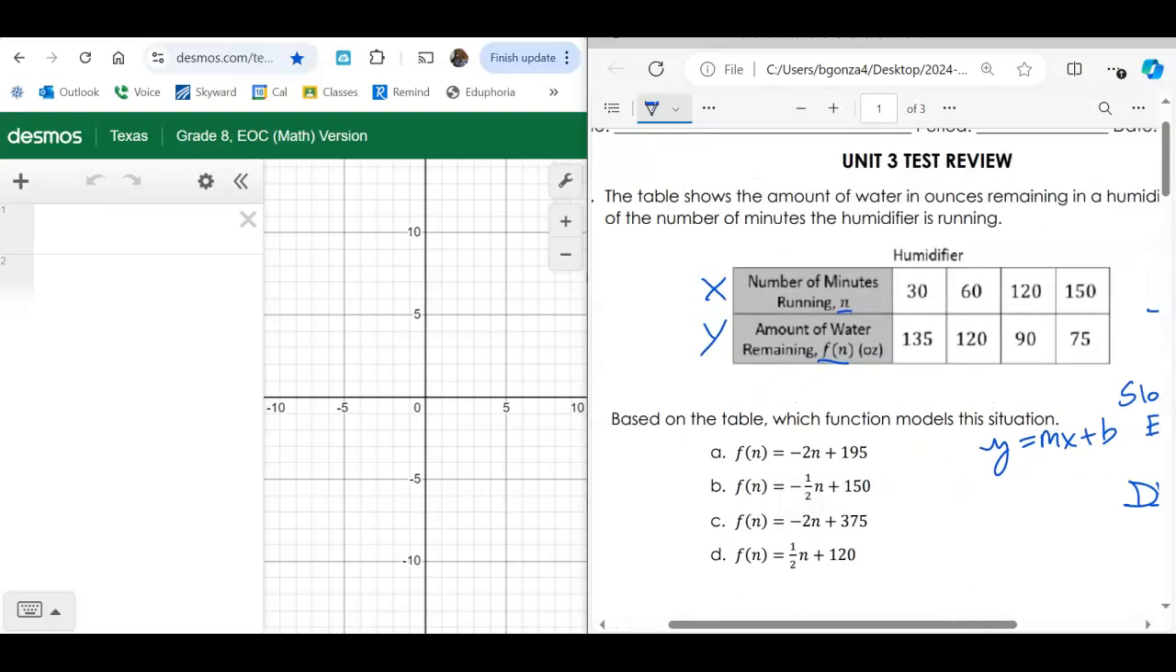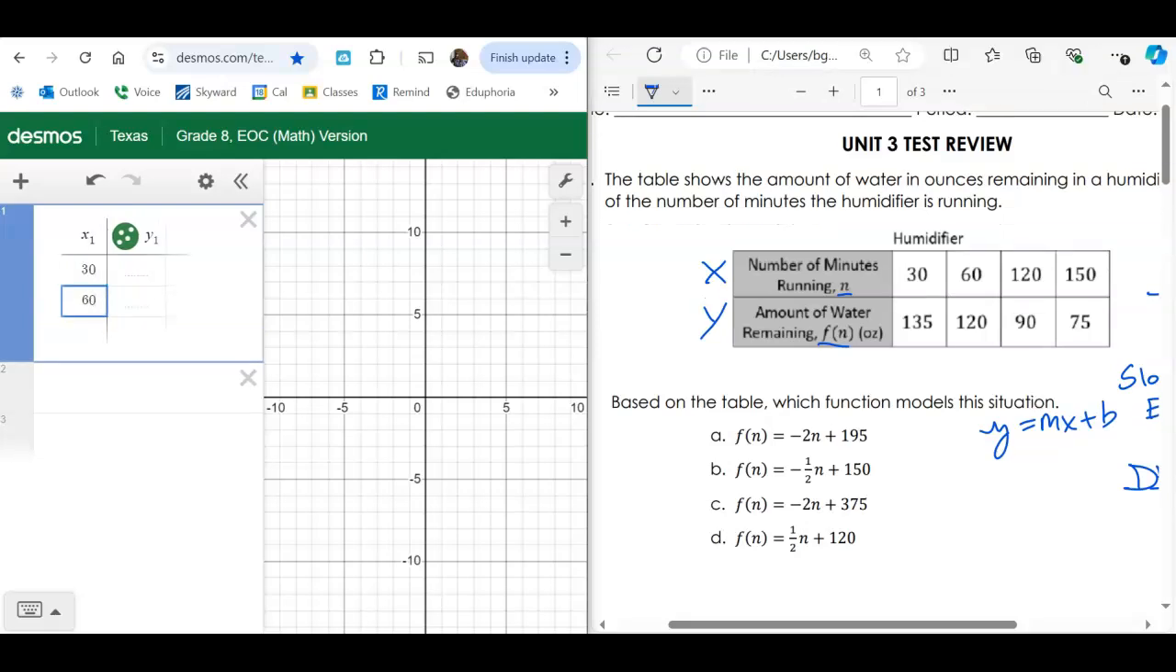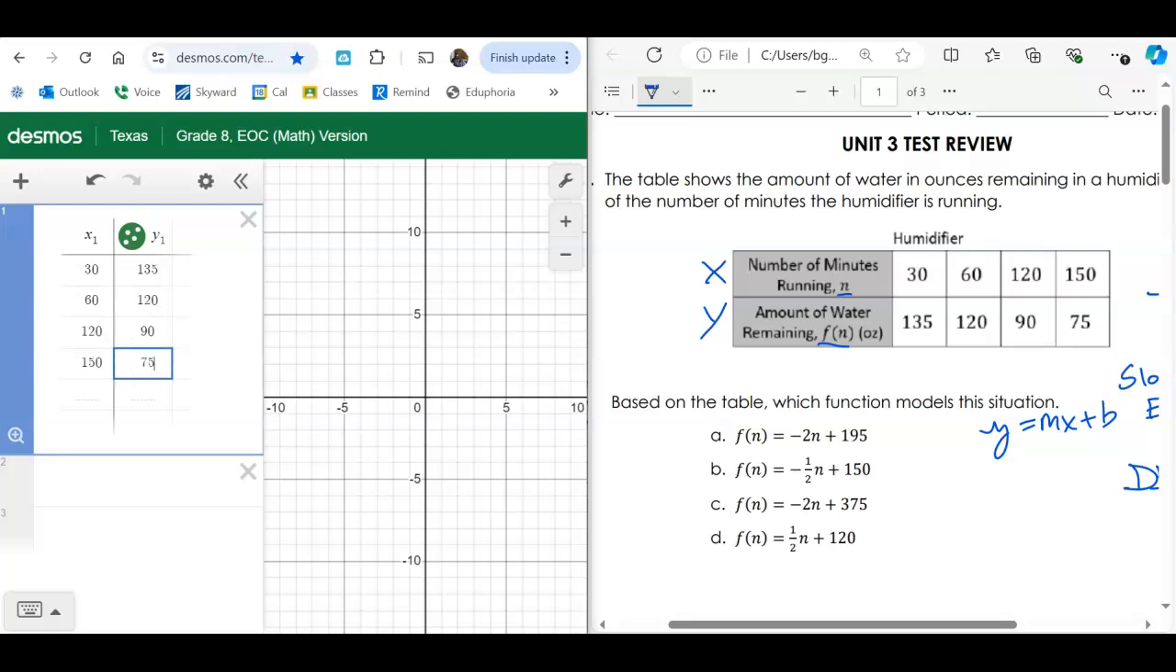So remember, you go over here and you click this plus sign, click table, type this in. So 30, 60, 120, 150. So all that first row becomes the first column. And then my second row on the original becomes my second column in Desmos. Now, you gotta remember what to write here.